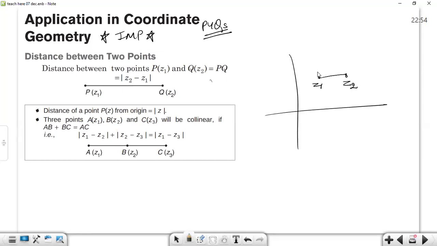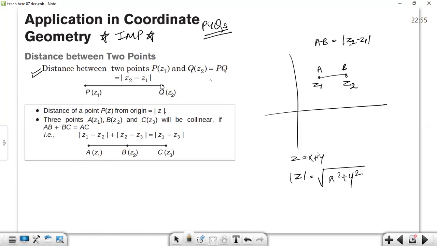If we have to find the distance between these two, then the length AB will be modulus of Z2 minus Z1. What is modulus of Z? If Z is x plus iota y, this is basically square root of x square plus y square. So after solving Z2 minus Z1, we'll take the square of the real part and the imaginary part, add them both, and after that take a square root, and that will be our modulus of Z2 minus Z1. That will be the length between these two points. So I hope this is clear.